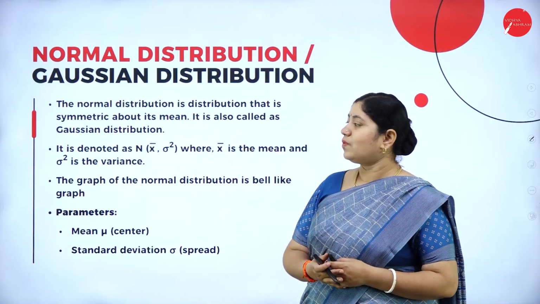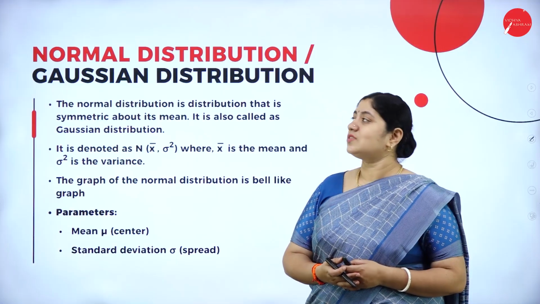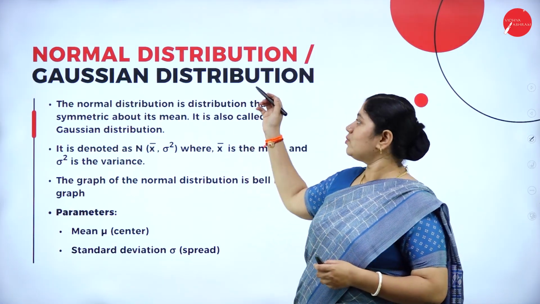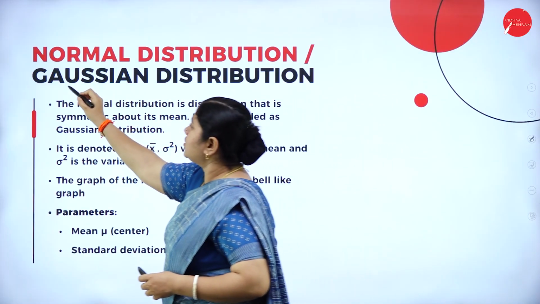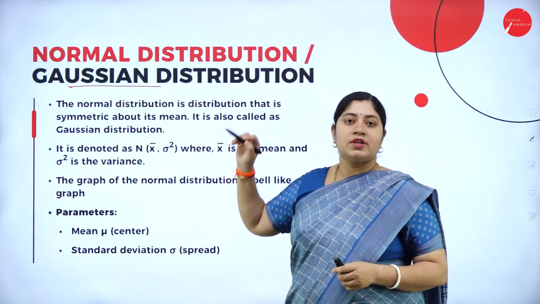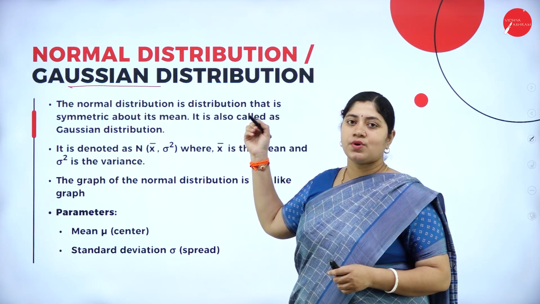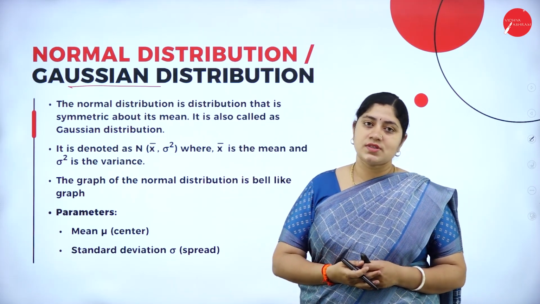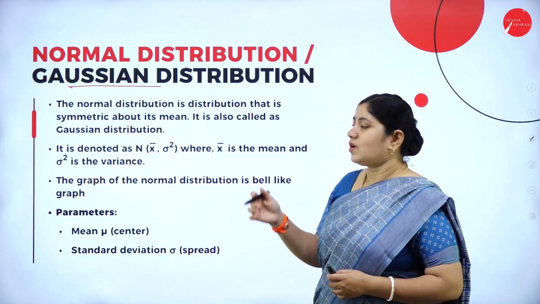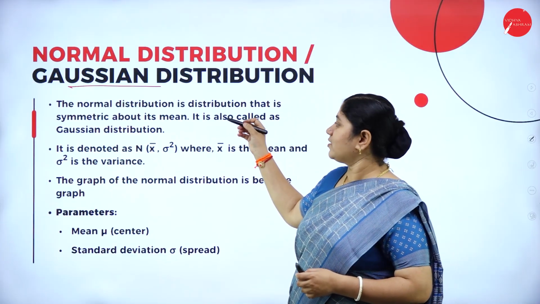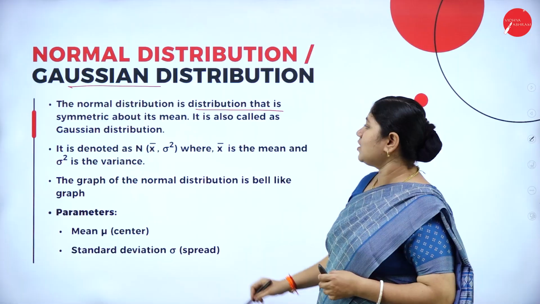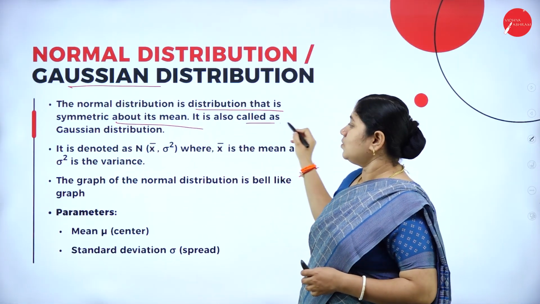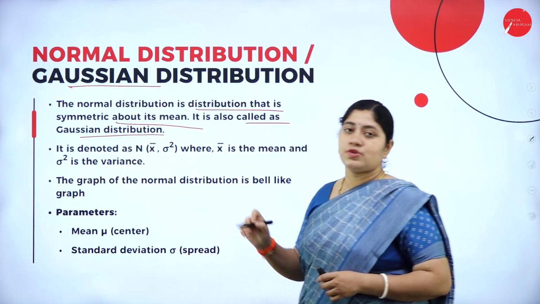So now let's move forward and understand the next type of continuous distribution, that's a normal distribution or a Gaussian distribution. Please note, normal distribution is also called as Gaussian distribution. Even this is a type of continuous distribution. Alright. So now let's see what it is called. It is a type of distribution that is symmetrical about its mean, also called as Gaussian distribution.